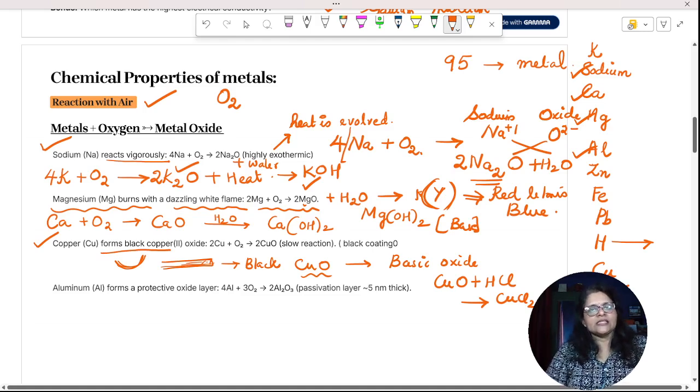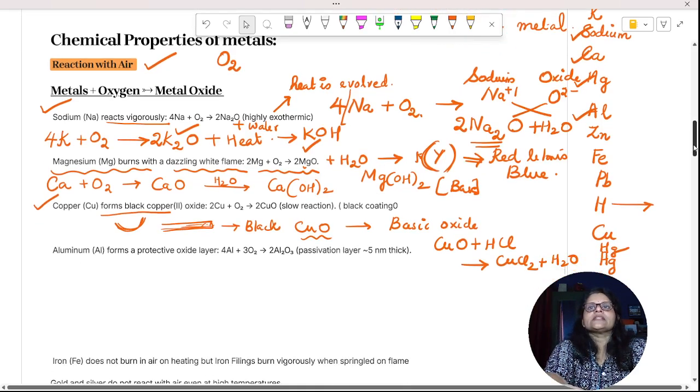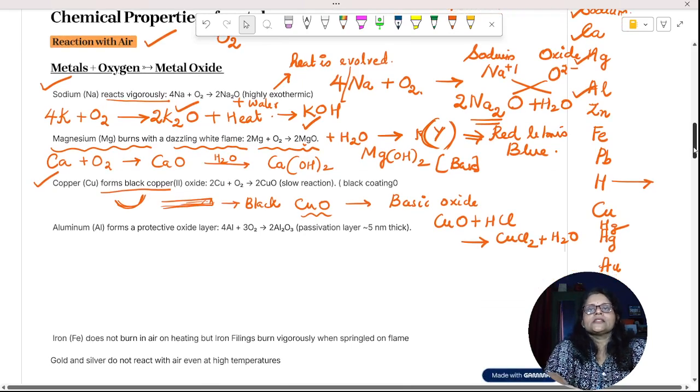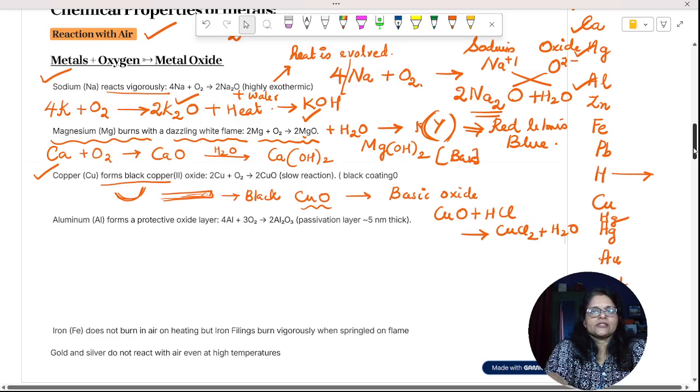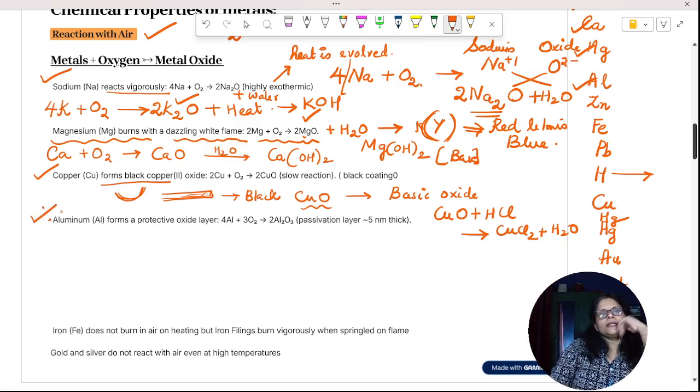What does the neutralization reaction say? If a base reacts with an acid, we get salt and water. Similarly, this basic oxide also has the property of a base, so it can react with acids to form metal salts.